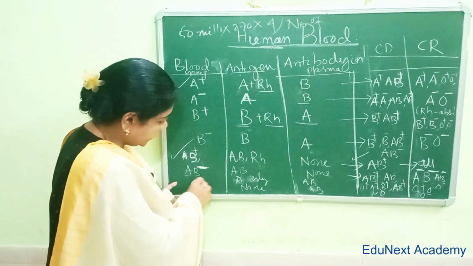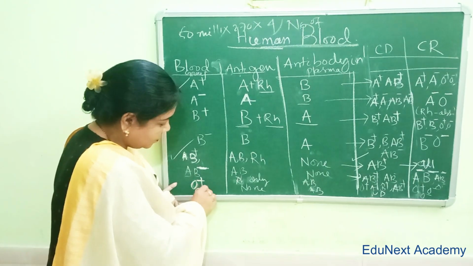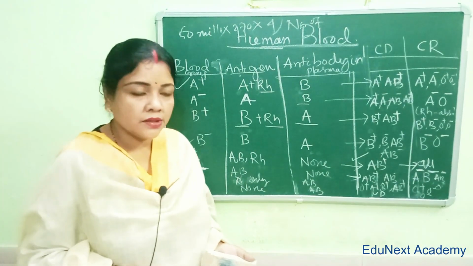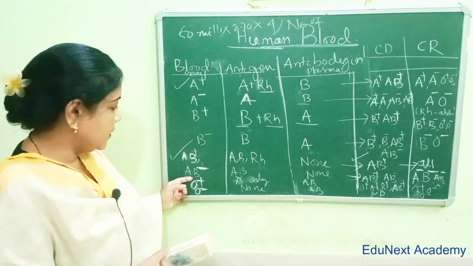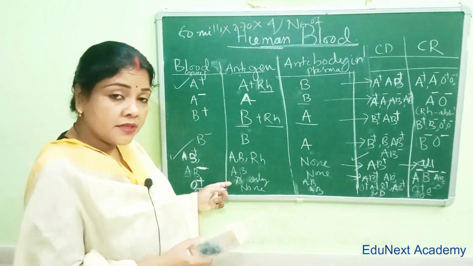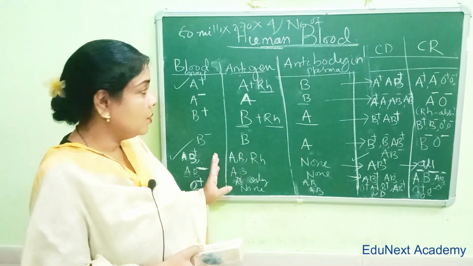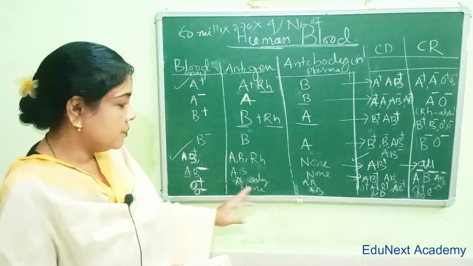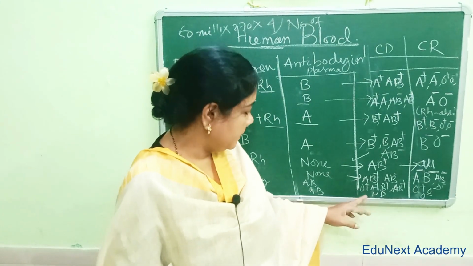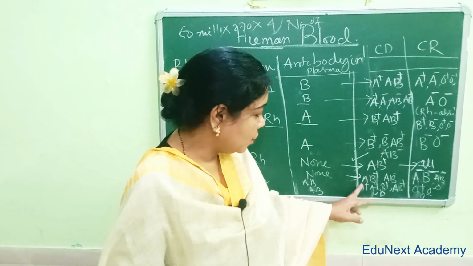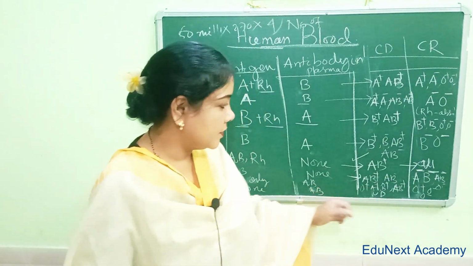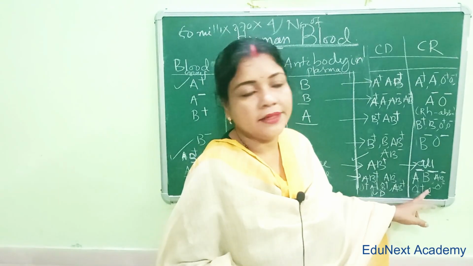Now come to O positive and O negative. These O negative and O positive are both universal donors. Now see, in O positive, the rhesus factor is present, no antigen, but both antibody A and B are present. So it can donate to A positive, O positive, B positive, AB positive, but it can take blood from O positive and O negative only.